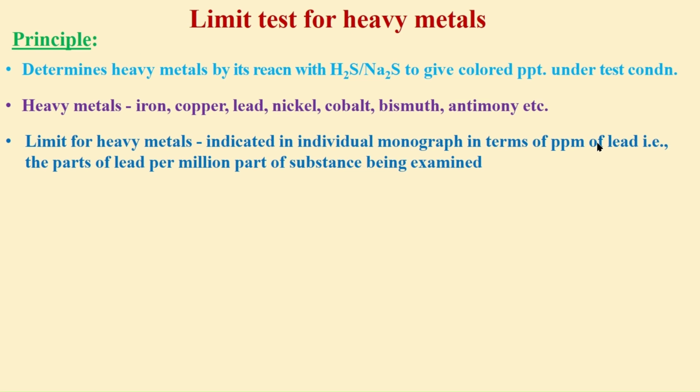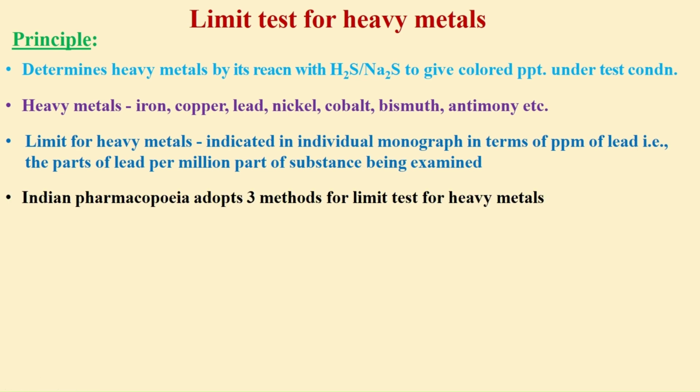The heavy metals are indicated in the Indian Pharmacopoeia in terms of parts per million. That is, the parts of lead per million parts of substance. If the substance is 1 million, the number of parts of lead present in it is usually 20 parts per million for heavy metals.